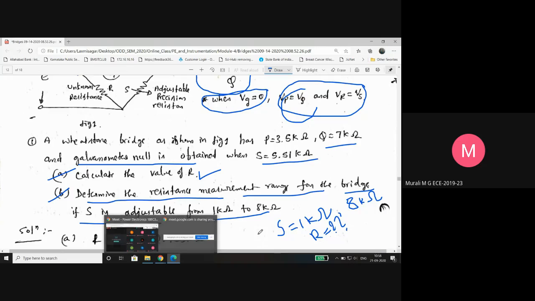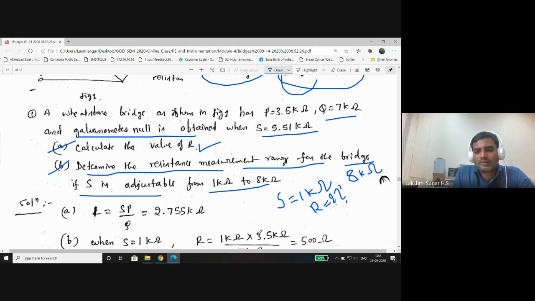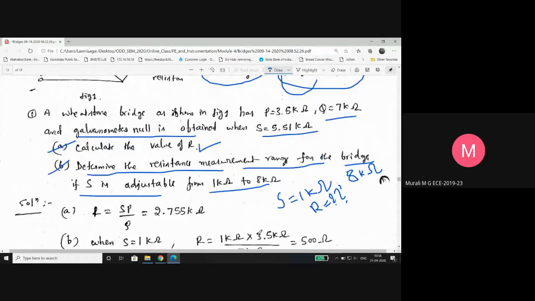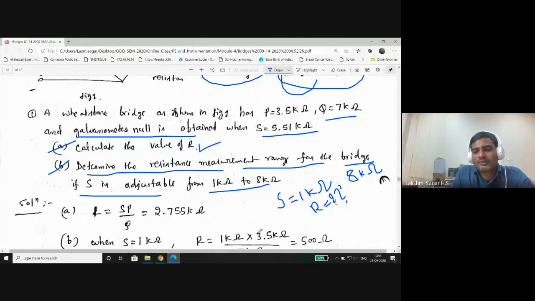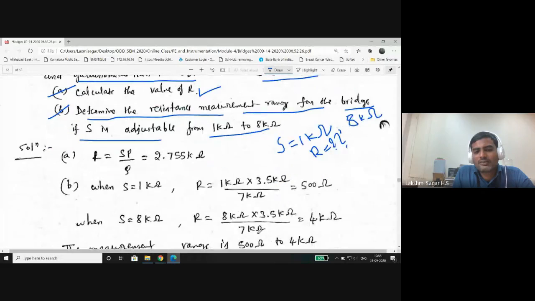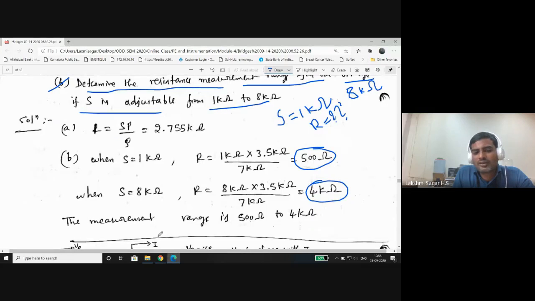For the first one, 0.5 kilo ohm. You got this 500 ohm? Yes, sir. Next, the second one, for S is equal to 8 kilo ohm, you got this 4 kilo ohm. See, all of you got the answer. What is the measurement range then? Here you can note down. The measurement range is 500 ohm to 4 kilo ohm.